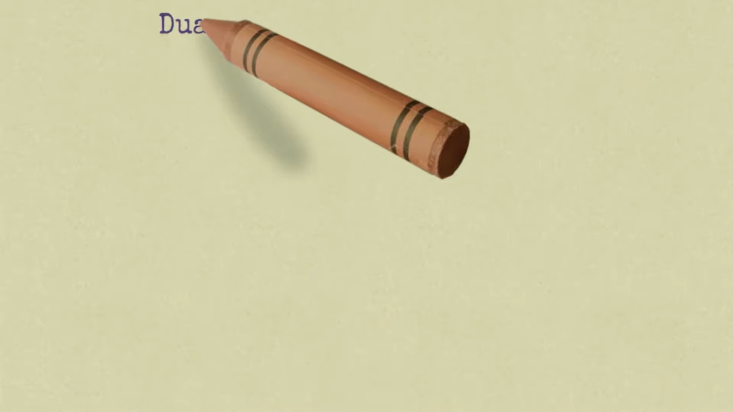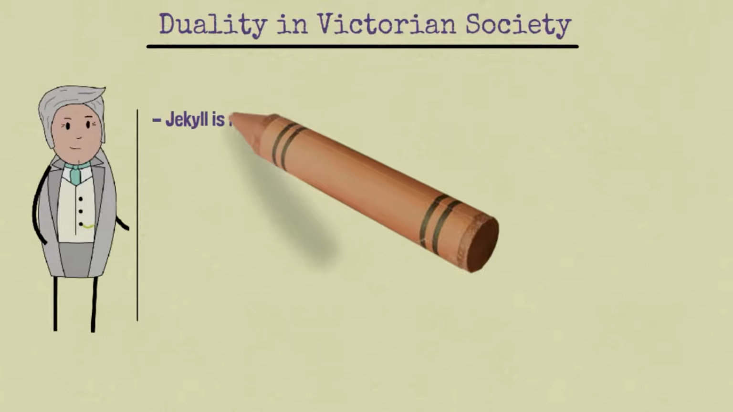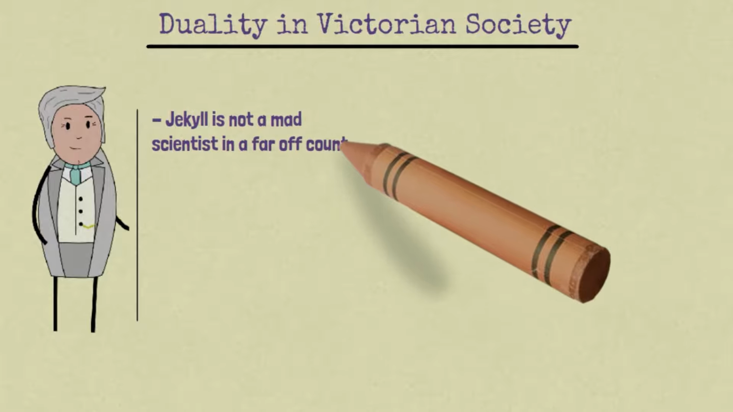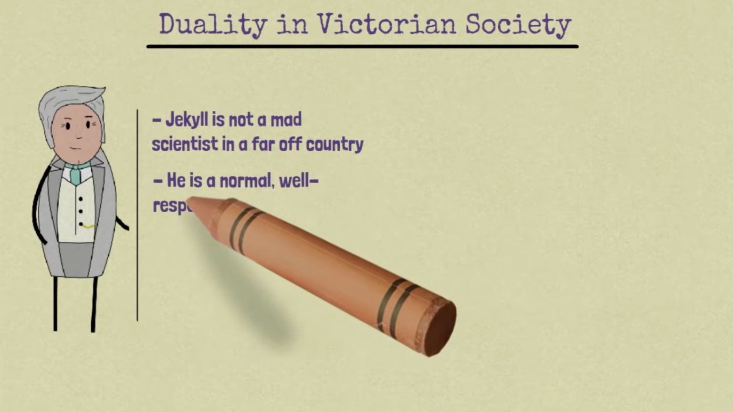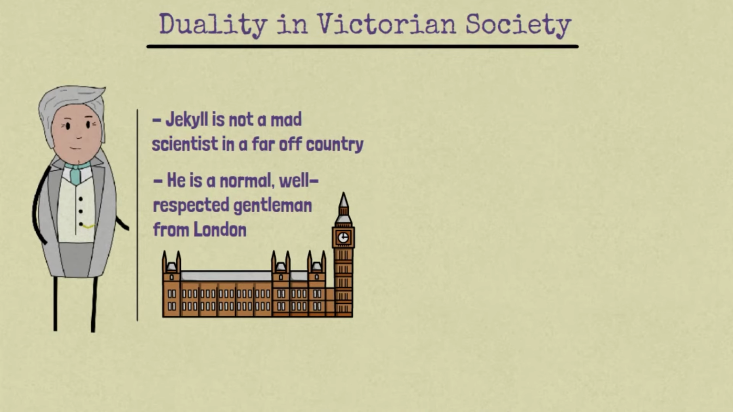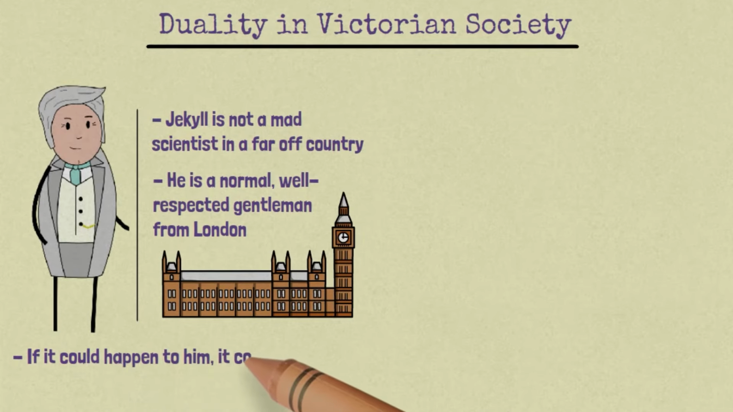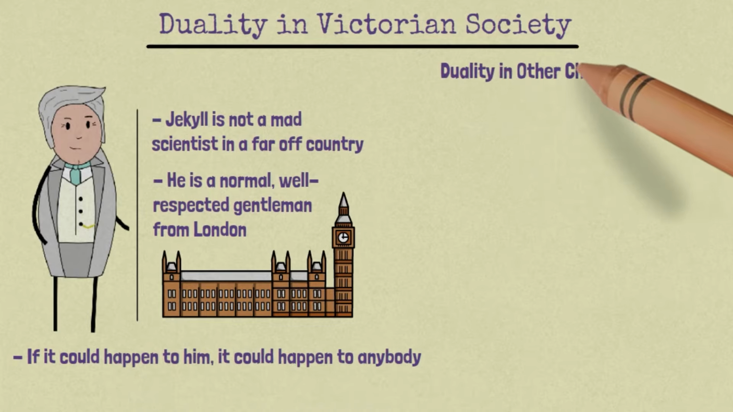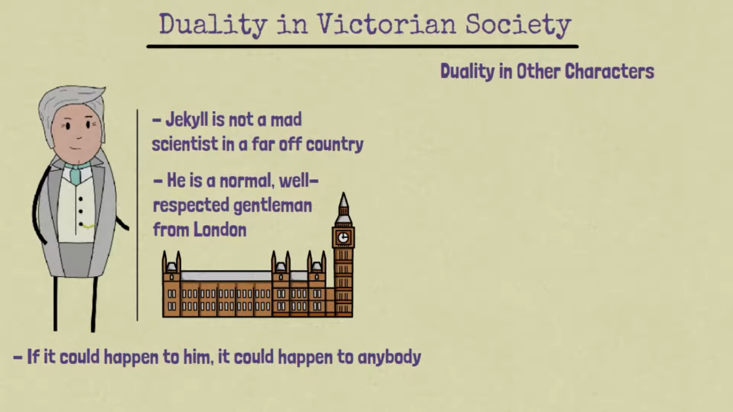To Victorian readers, this story would have been particularly horrifying, as Jekyll is not some mad scientist or evil villain in a far-off country, but is instead a normal, well-respected gentleman right at home in London. If it could happen to him, Stevenson is saying, it could happen to anybody. And Jekyll is by no means the only one with a hidden dark side. Many of the other characters are revealed to have secret vices as well.